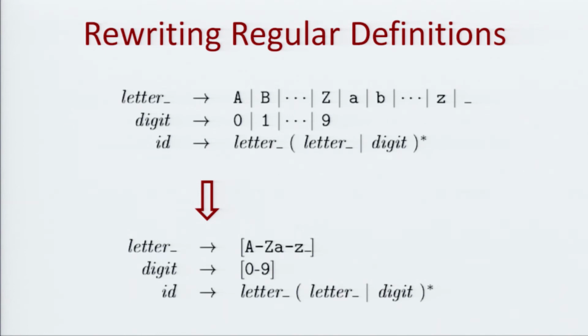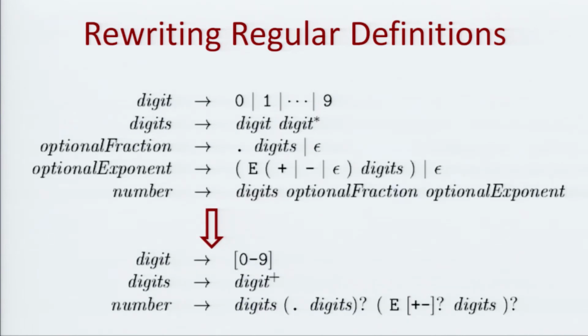Using the character classes we can rewrite the regular definitions. For example, here letter underscore can be written as A to Z, then small a to z, and then underscore. Digit means 0 to 9, so in square brackets we can write 0 dash 9. Similarly, for identifier there is no change in the definition of identifier.